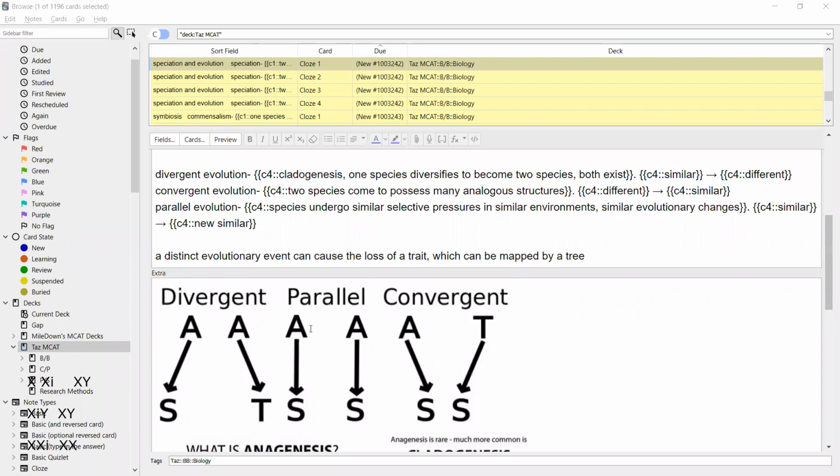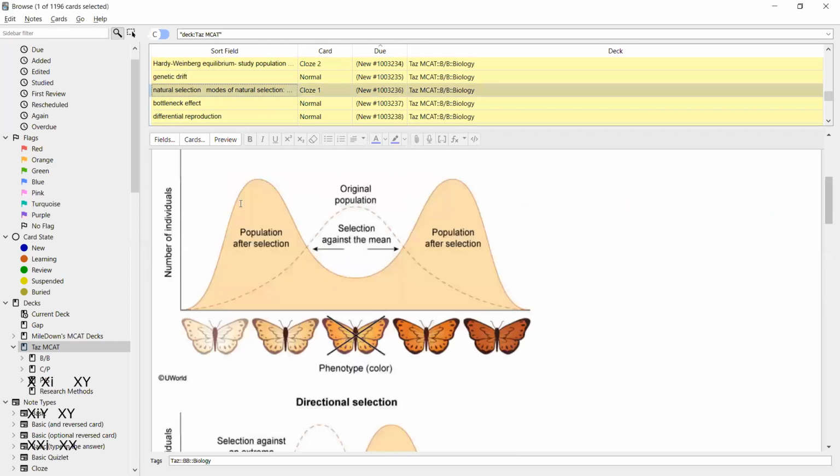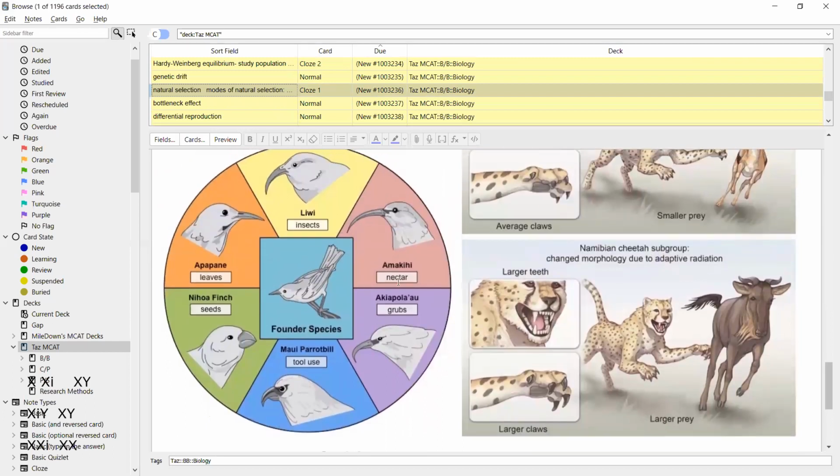Parallel evolution is when there are two different populations, but because they're experiencing the same thing and they have the same responses, they both evolve into similar traits. So for example, if you looked at these birds, right? Notice how the bird that digs for grubs and the bird that digs for insects have very similar beaks, right? Because they're both doing it for the same kind of thing. One is digging for insects, one is digging for grubs, right?